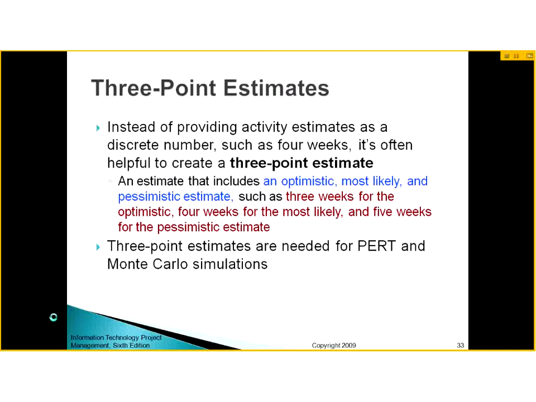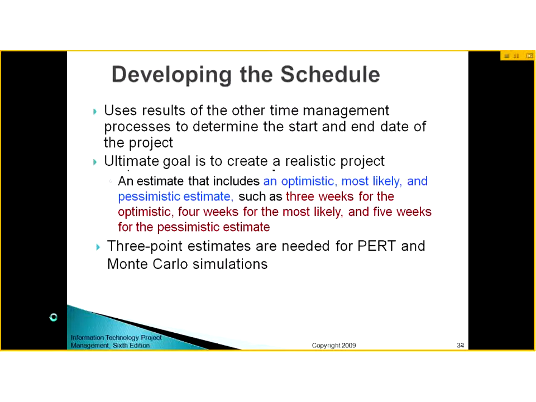So you can tell them, like, I want this work in 4 weeks, but sometimes that may be too little time or too much time. So it is better to involve the people in this activity. So what we do is make a 3-point estimate, an estimate which includes an optimistic, most likely, and pessimistic time. For example, 3 weeks for the optimistic, 4 weeks for the most likely, and 5 weeks for the pessimistic estimates. And these types of estimates are needed for PERT and Monte Carlo simulations, which you'll be seeing in the short file.